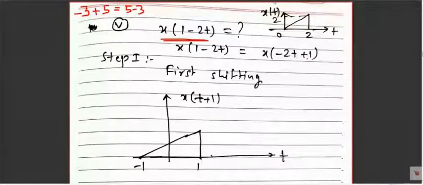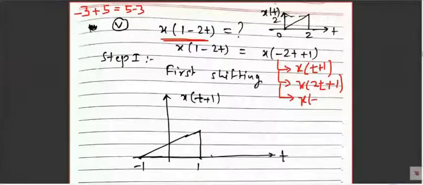Okay. Well, after that it is simple. First we will do the shifting, that means x of t plus 1. Second step will be scaling, that means x of 2t plus 1, and third step will be folding, x of minus 2t plus 1. That's it.